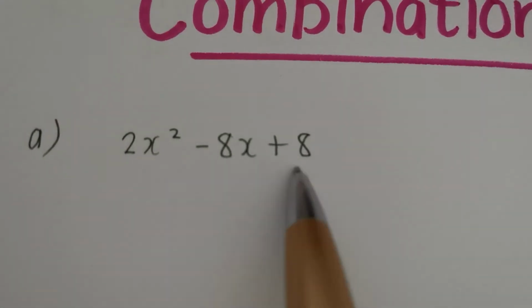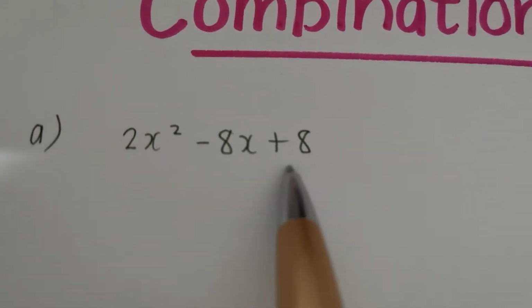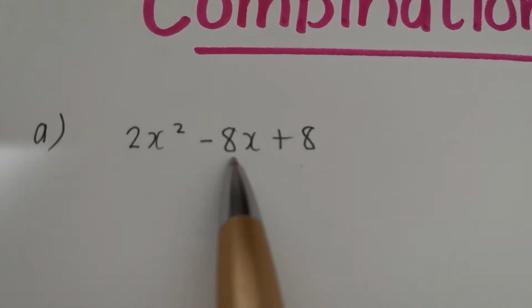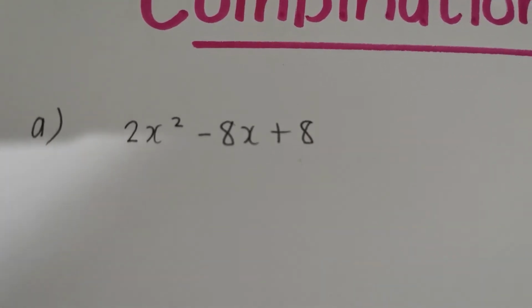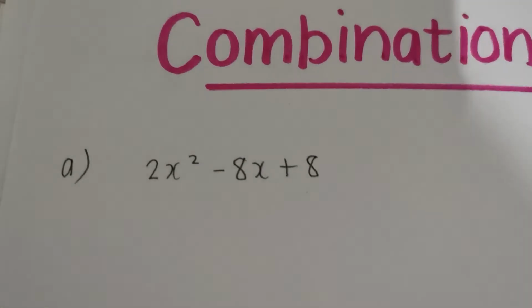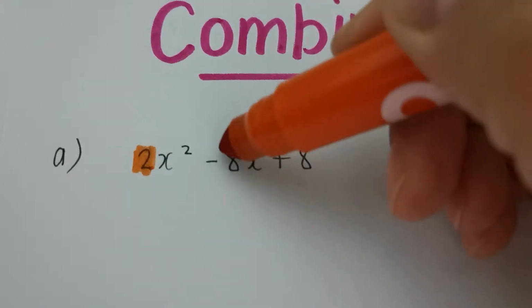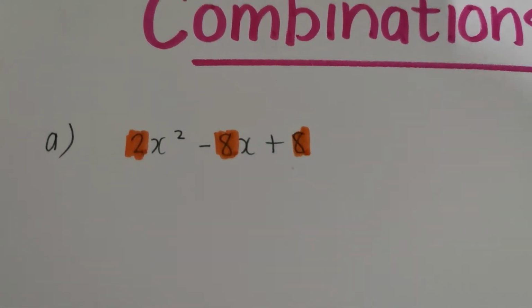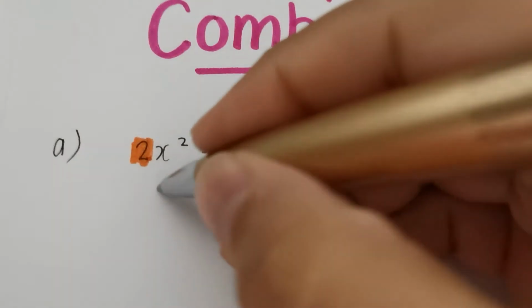Do you see three terms? So we know it's a trinomial, but do you first notice that there is a number that can go into all three of them: 2, 8, and 8? What is that number that can go into all three of them? It's the number 2. Okay, let's take out 2 as a common factor.